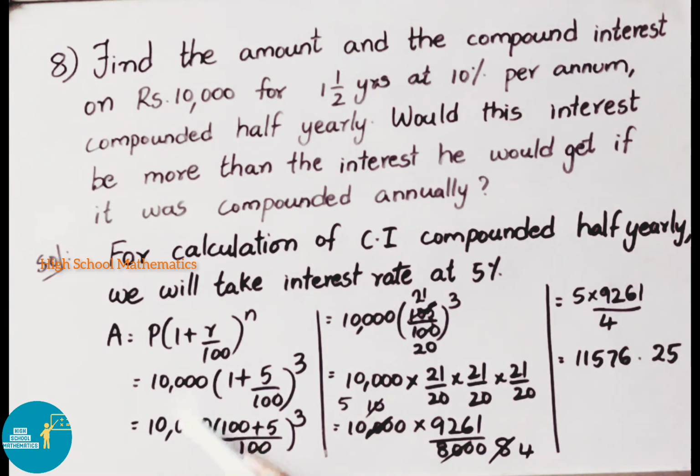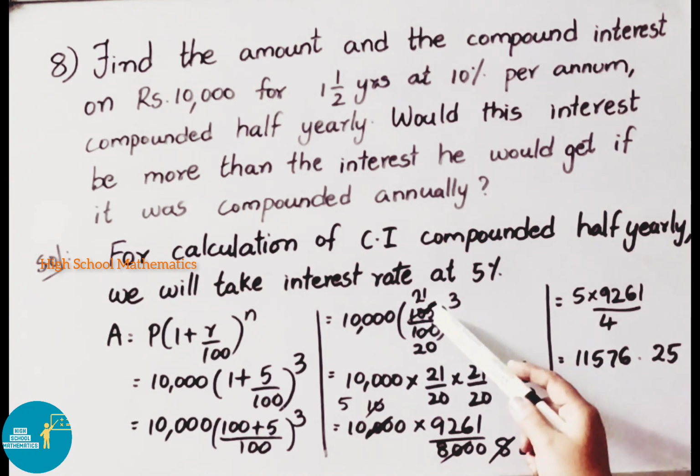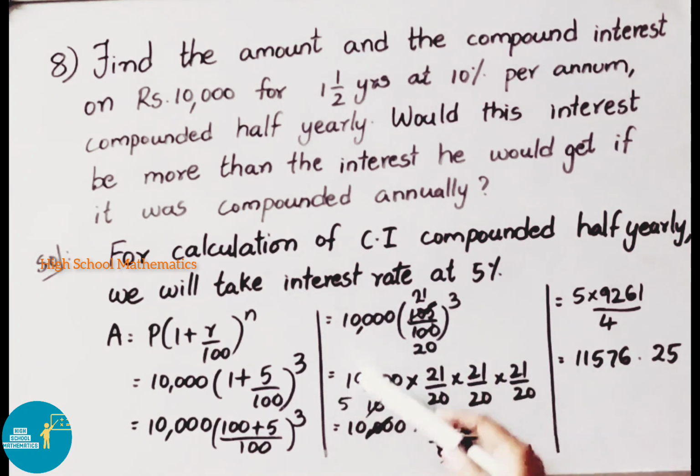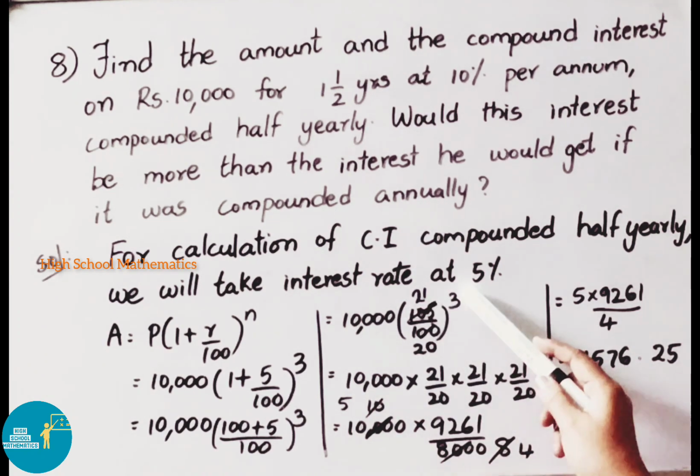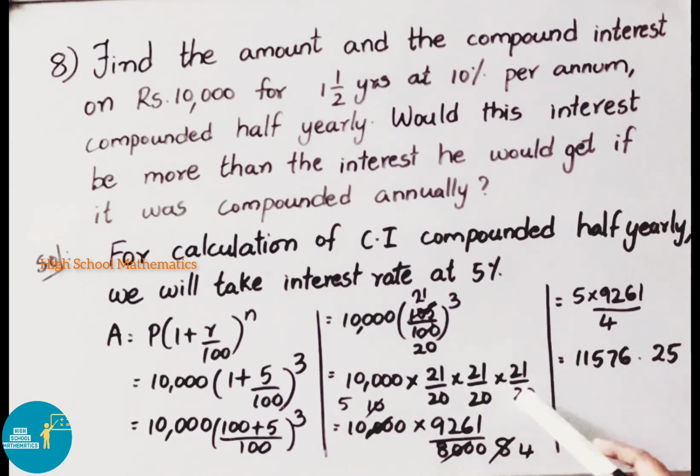Next step, that equals 10,000 into LCM value is 100, so 100 plus 5 by 100 whole power 3. That equals 10,000 into 105 by 100. Now we shall see the calculation. 5 table 100 is 20 times. 5 table 105 is 21 times. That equals 10,000 into 21 by 20 whole power 3, that is written as 21 by 20 multiplied 3 times, that equals 10,000 into 9,261 divided by 8,000. Now we have to do cancellation.